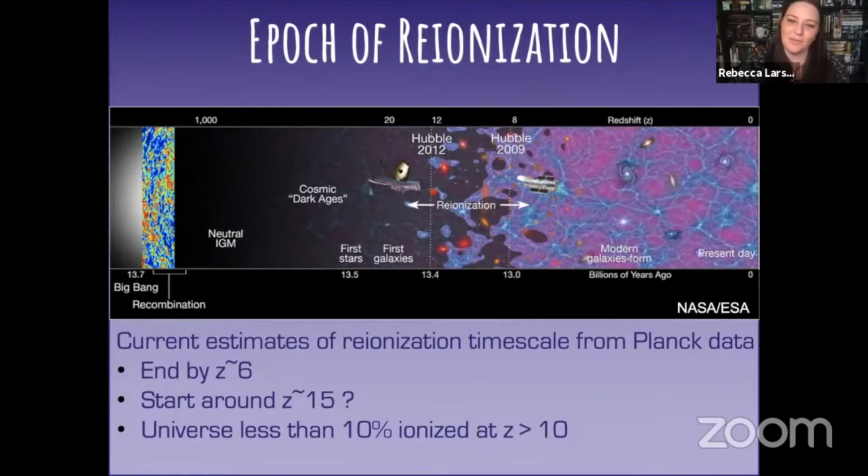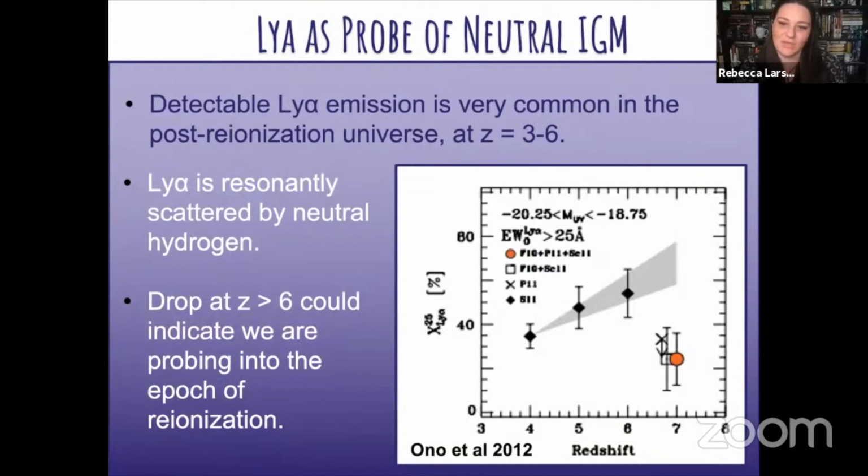But I want to talk about how we study galaxies themselves in the epoch of reionization, because it's one way to study the reionization process. What are the sources that existed in the universe at that time? One of the ways we do this is looking for Lyman alpha. We can look for Lyman alpha in galaxies because it is attenuated by neutral IGM. So if you detect Lyman alpha, it's an indication that you're in an ionized portion of the universe.